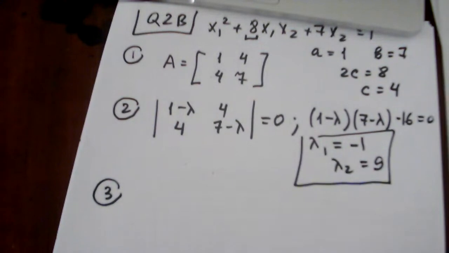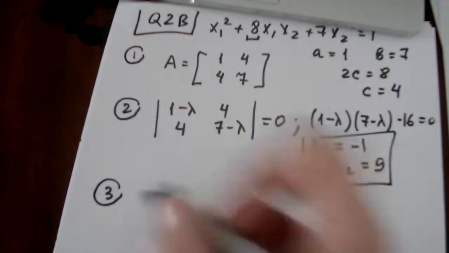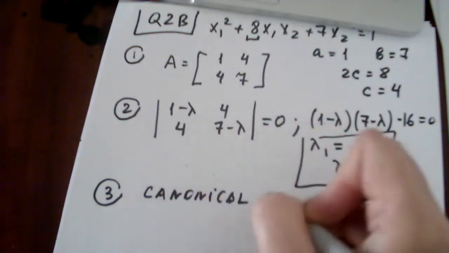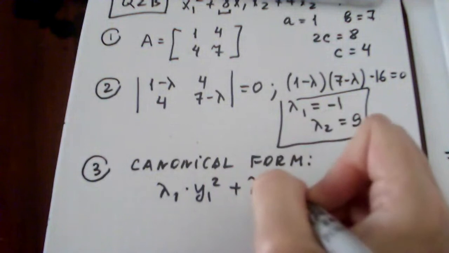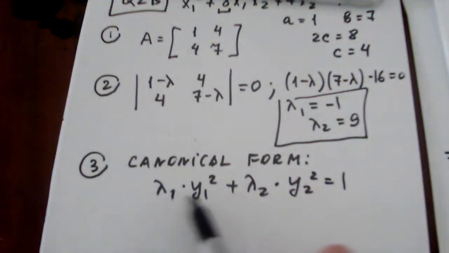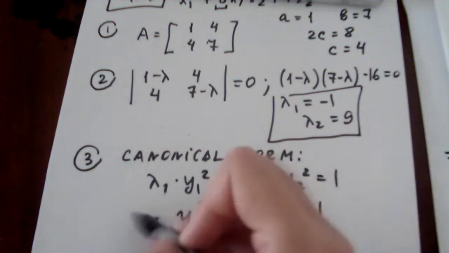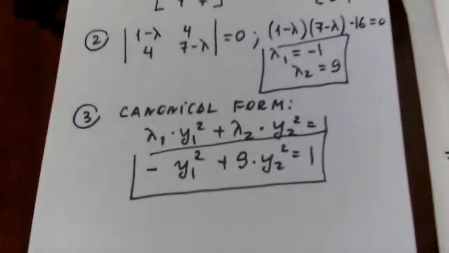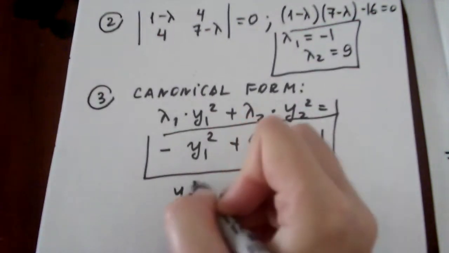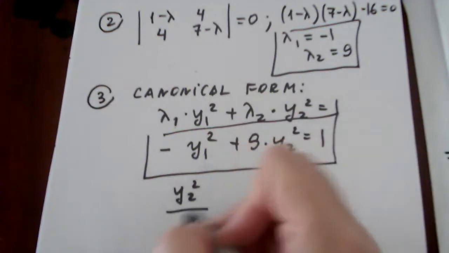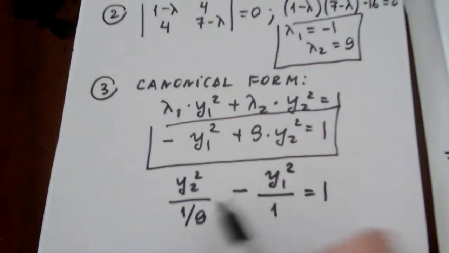Okay, the next step, and do remember I confused the order of steps in my algorithm. Here comes the third step. We are now ready to write down the canonical form immediately. It looks like lambda 1 times y1 squared plus lambda 2 times y2 squared is equal to 1. All we need to do is substitute our lambdas: minus y1 squared plus 9 y2 squared is equal to 1. And that's it. You immediately recognize that this is the canonical form of a hyperbola. Maybe you wish to rewrite it in a more precise way. It would be better to put the y2 term in the first place, with 1 over 9 under it, and minus y1 squared divided by 1. But it's not absolutely necessary.